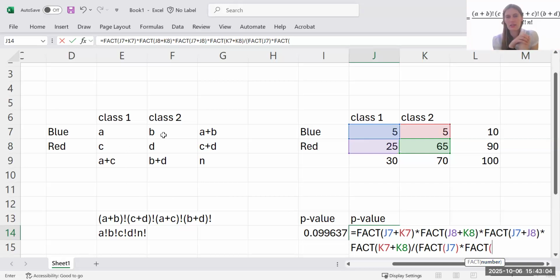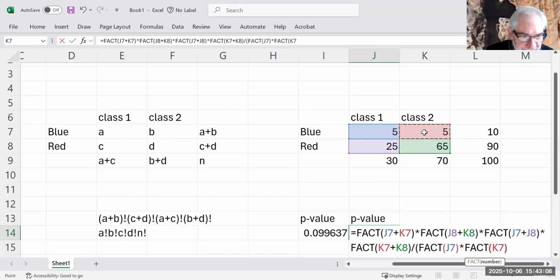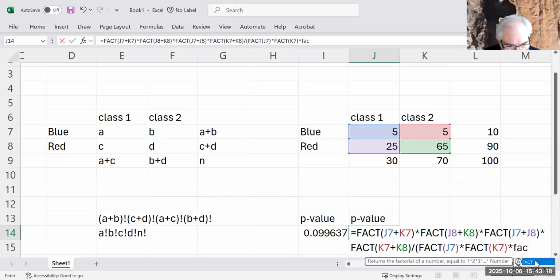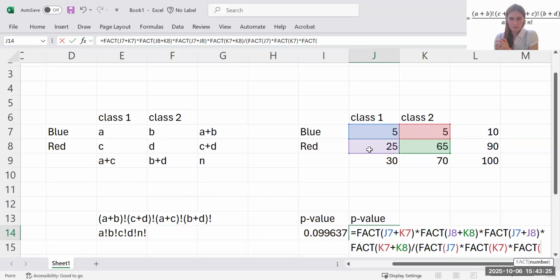You got B, yes. Is this B? K7, yeah, that's the B. Okay, not the letter B. Yes, comma, not comma, times. Times fact again. Oh, it's almost there. C, that's this guy. Yeah, that's that guy.